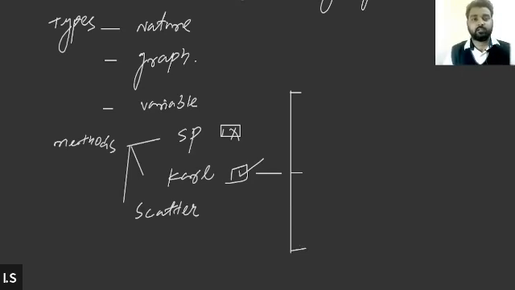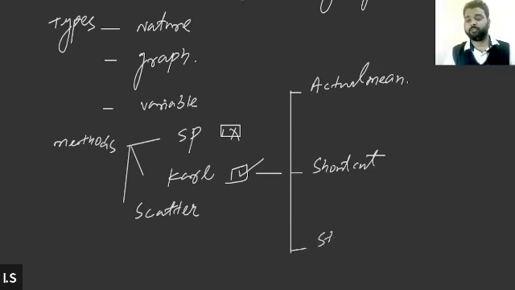Is this clear now? If we want to determine correlation between two variables on the basis of Karl Pearson's method, then how many methods do we have? We have three methods. What are those methods, sir? One is called the actual mean method. You can also call it direct method. After that, we have the shortcut method. And then we have the step deviation method. So these are the various methods by which correlation can be calculated by Karl Pearson's method.